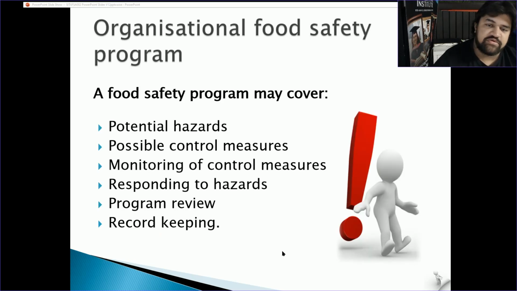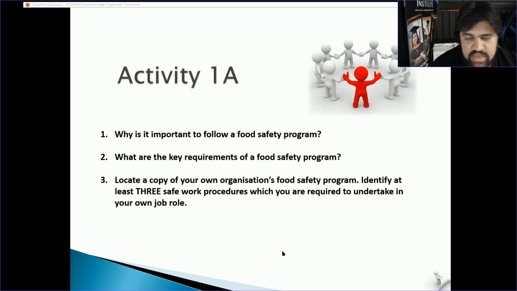Organizational food safety program. A food safety program may cover potential hazards, possible control measures, monitoring of control measures, responding to hazards, program review, and record keeping procedures. So, activity 1A, why is it important to follow a food safety program? So, essentially, if we have a food safety program, it puts us in place. By law, we need to follow a food safety program and have set up procedures for if things go wrong. So, always first, by law, we need to have food safety programs established in the business.